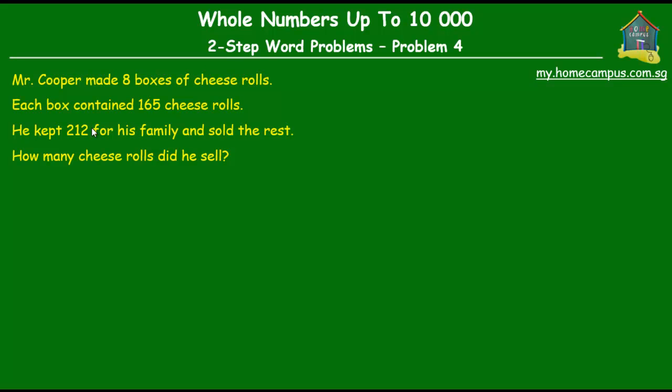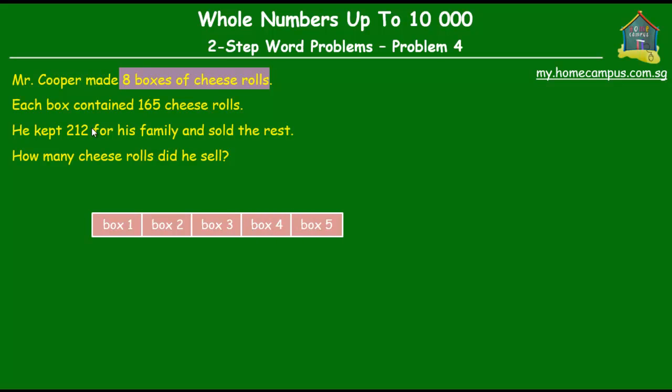Alright, there seem to be a lot of numbers in this question, but we can try and understand this question using a model diagram. So let's piece together what we know. We know that he made 8 boxes of cheese rolls. So let's put that information into our model. He made 1, 2, 3, 4, 5, 6, 7 and 8 little units over here that represent the 8 boxes of cheese rolls that he made.